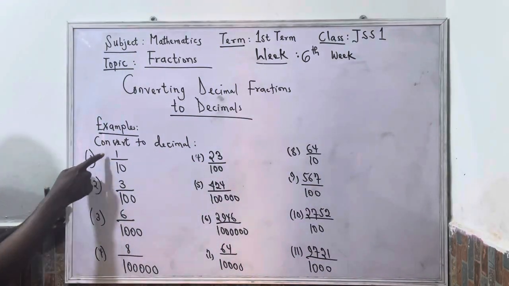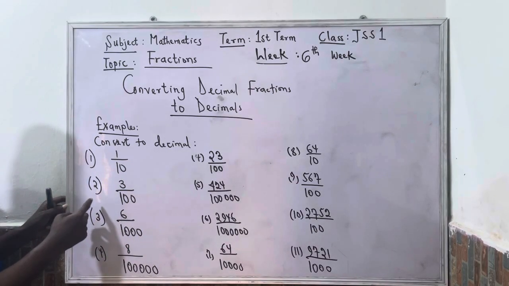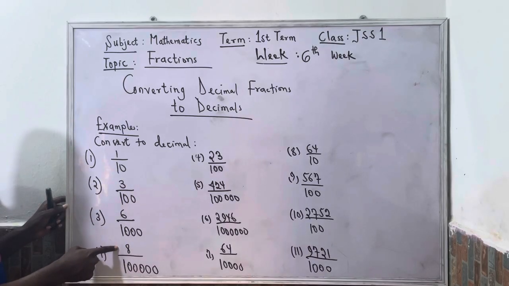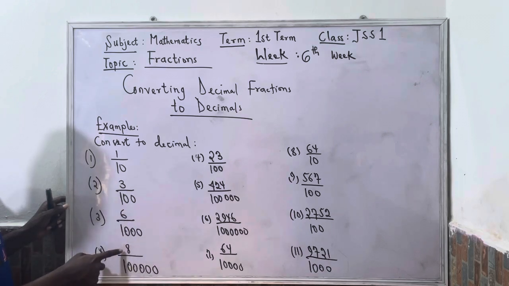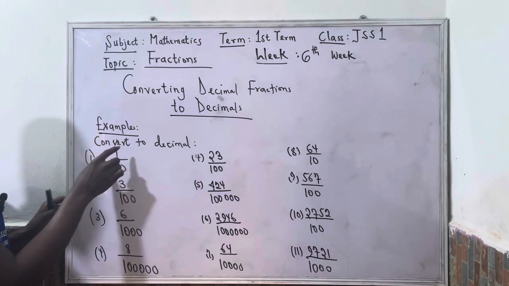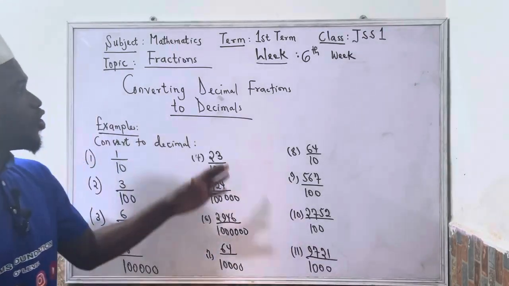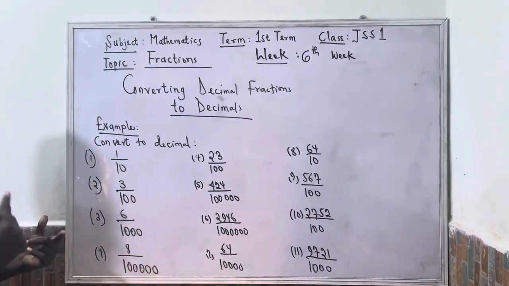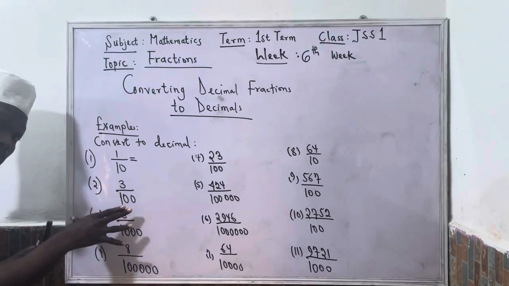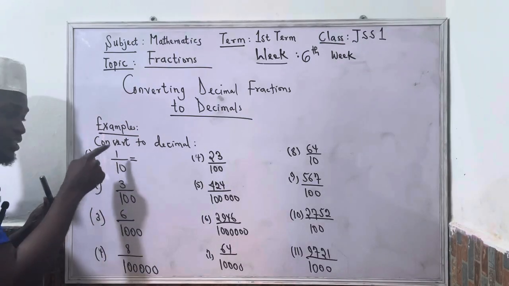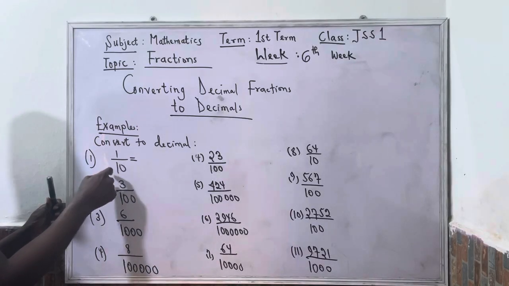Now, what do you observe about these ones in this first column? You can see that all of them have one digit on top: this is 1, this is 3, this is 6, this is 8. They have one digit as the numerator. If it happens like that, that's the simplest kind of decimal fraction that you can be asked to change to a decimal. All you need to do is look at the denominator.